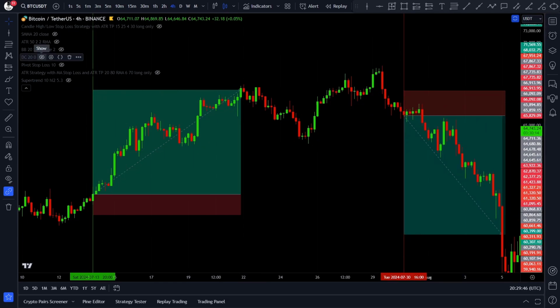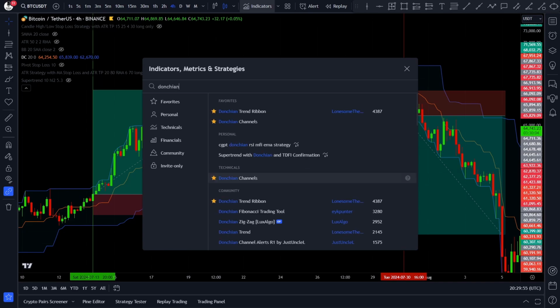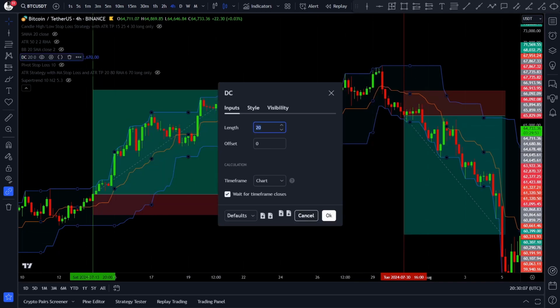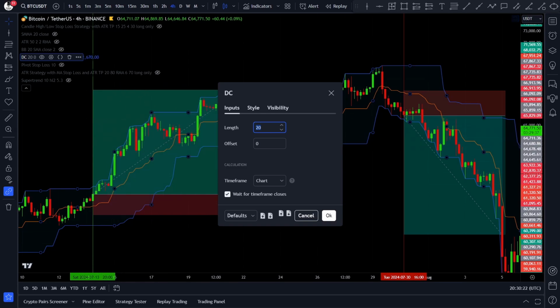Next, let's see the Donchian channel. The Donchian channel is a built-in indicator. For that you will need this one. It only has a length option, and the price is always inside one of the Donchian bands. The Donchian channel basically moves up if the price breaks the recent high point, and moves down if the price breaks the recent low point.